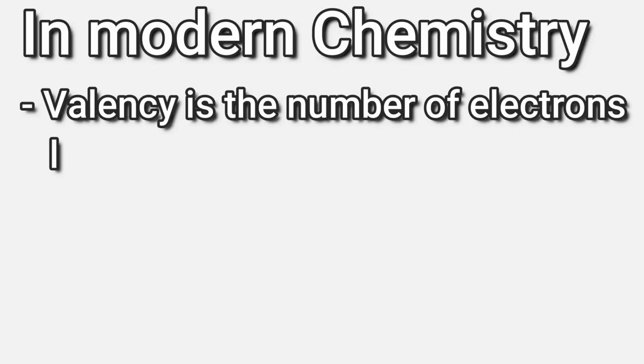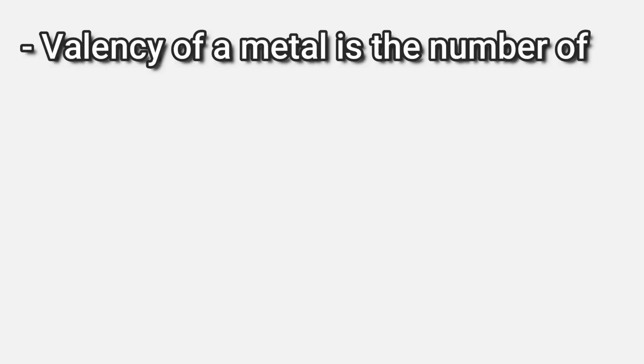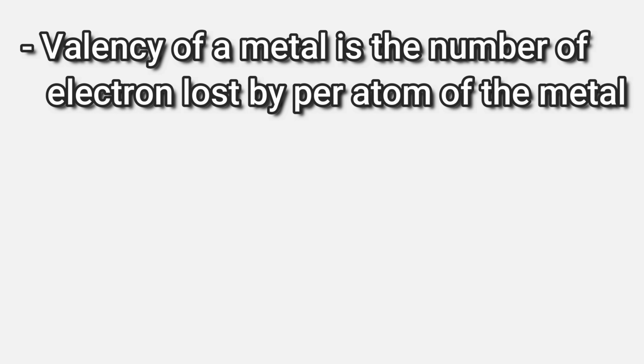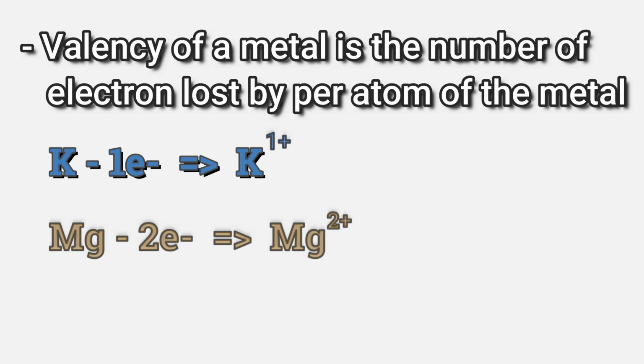In modern chemistry, valency is the number of electrons lost or gained by an atom. The valency of a metal is the number of electrons lost per atom of the metal. For example, K loses 1 electron to form K+ ion. Magnesium loses 2 electrons to form magnesium ion.